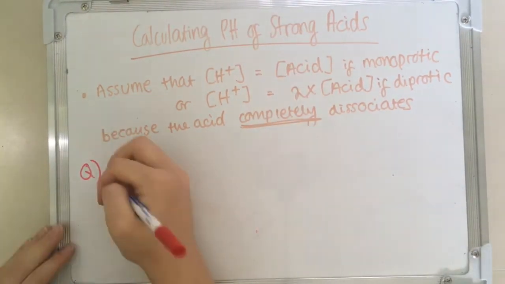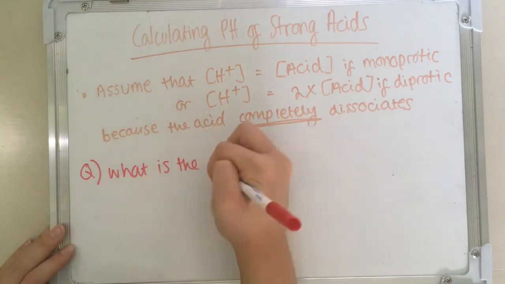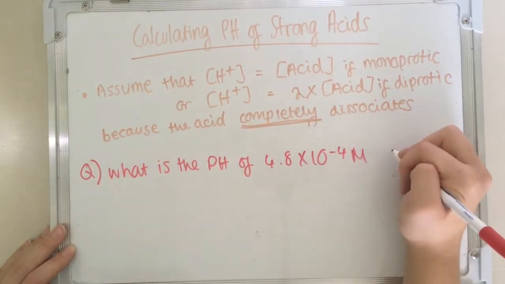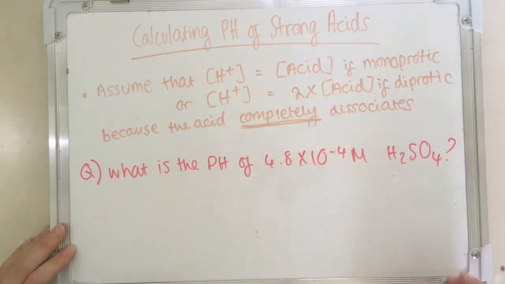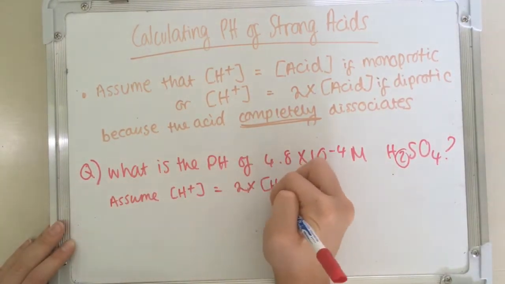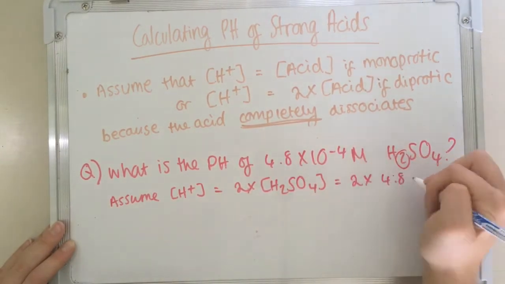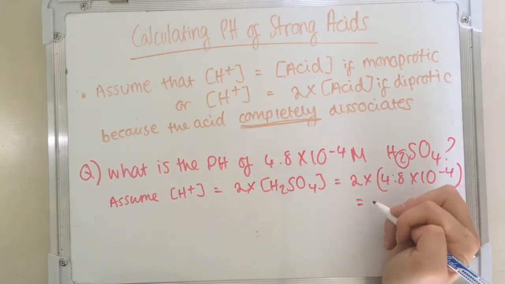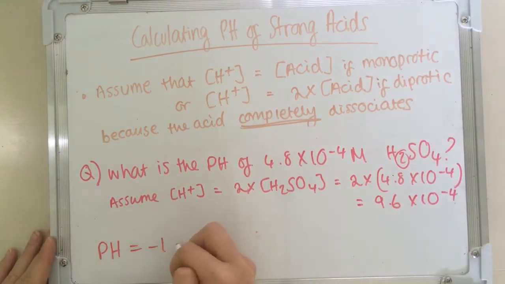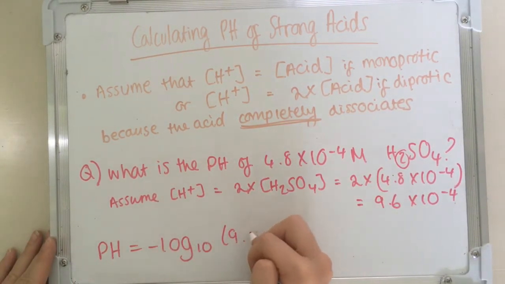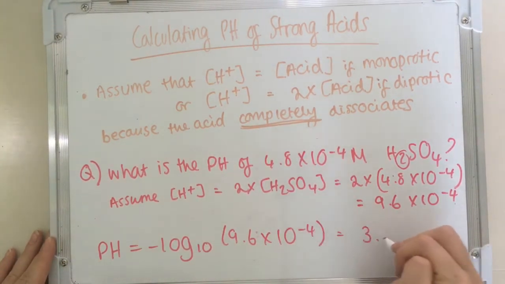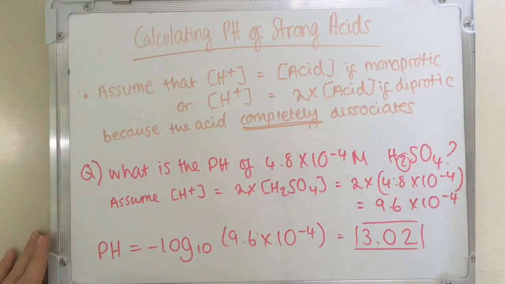Here is another question to have a go at. What is the pH of 4.8 times 10 to the minus 4 molar H2SO4? Sulfuric acid is a diprotic acid, so we need to times the concentration of the acid by 2 to get the concentration of hydrogen ions. Then substitute this number into the pH equation and put it in your calculator to get the answer. You should get a pH of 3.02.